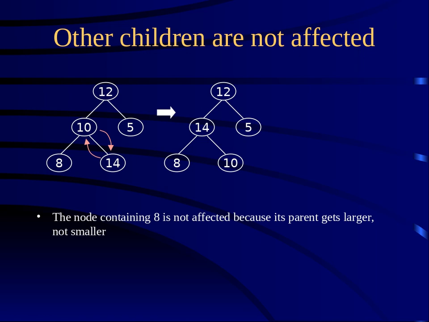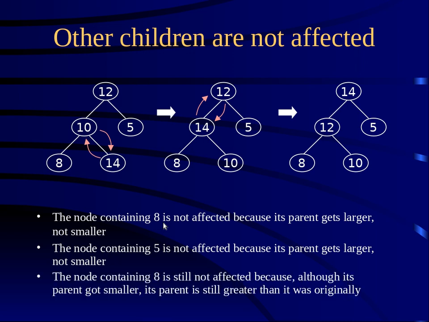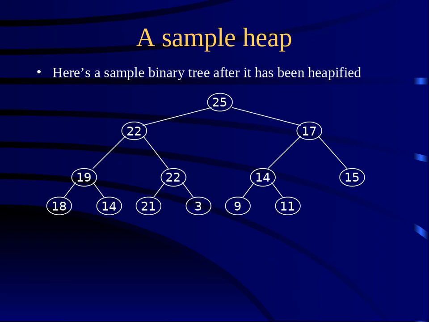You don't have to search or scan the entire heap, because you're already guaranteed you're maintaining the heap property and the values are getting bigger, so there's no need to keep searching. Is that clear? I hope so. This went from a 10 to a 14, so you don't need to search the 8 because the number went larger and you already knew that value was smaller. Great. And of course we finish up there. Node 5 is not affected because the parent gets larger, not smaller. The node containing 8 is still not affected because although the parent got smaller, its parent is still greater than its original. All right, a sample heap.